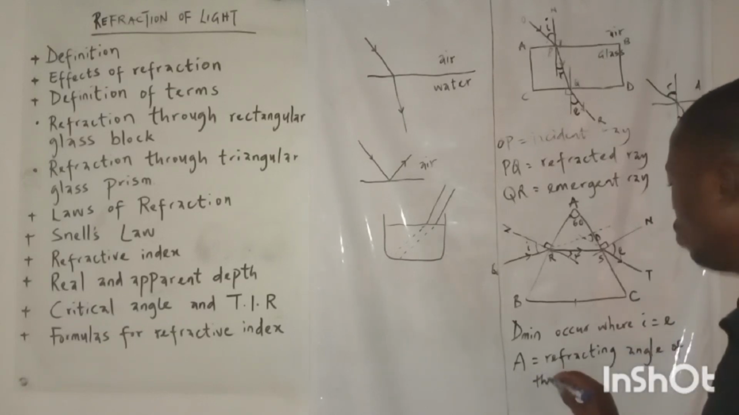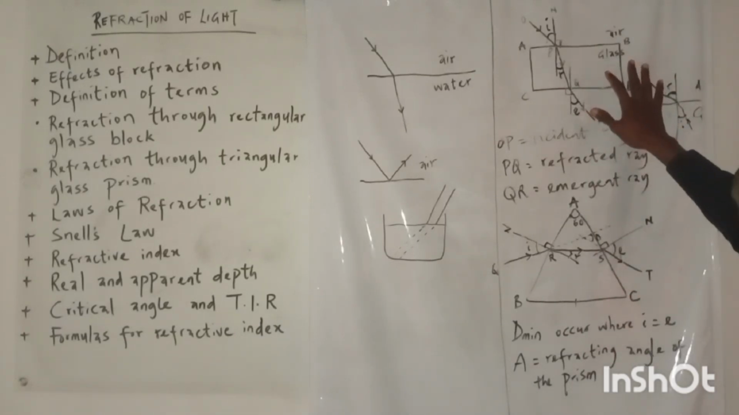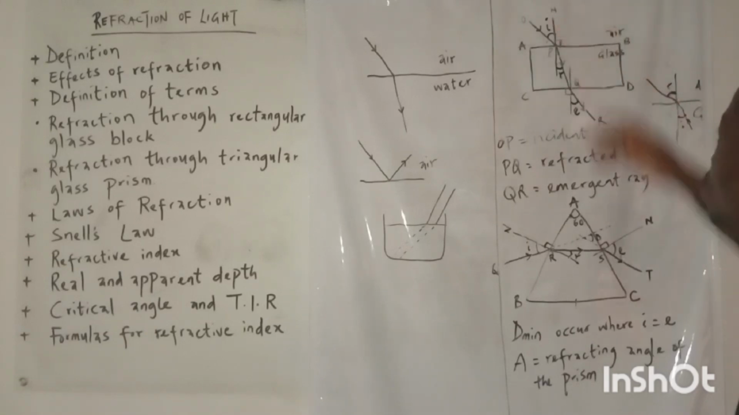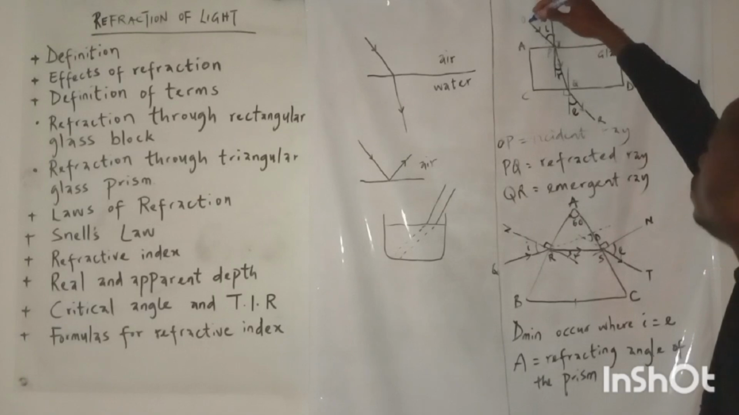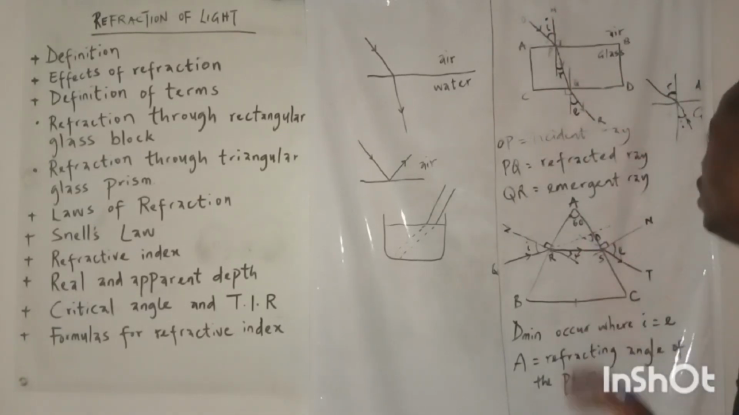The refractive angle of the prism. Now back to this first illustration. For a rectangular glass block, when light is traveling from air through the rectangular glass block, the incident ray and the emergent ray are parallel. They are parallel to each other, and so it means that the incident angle is equal to the emergent angle.